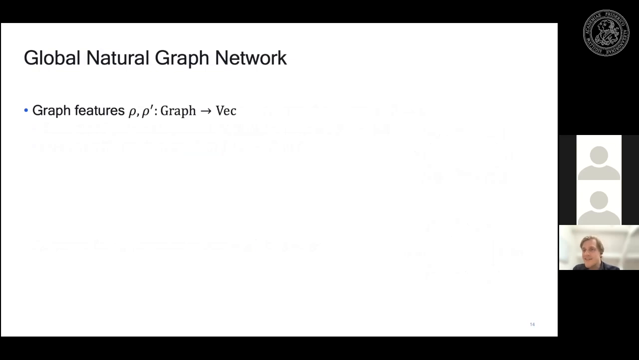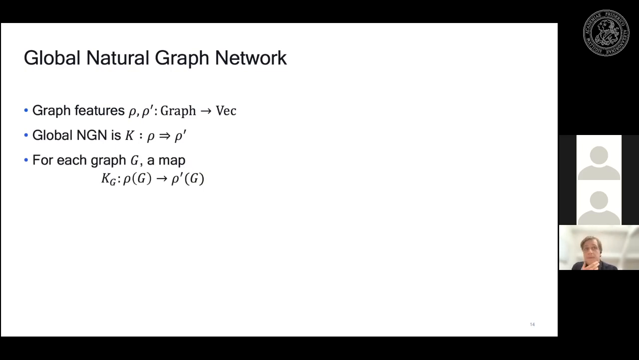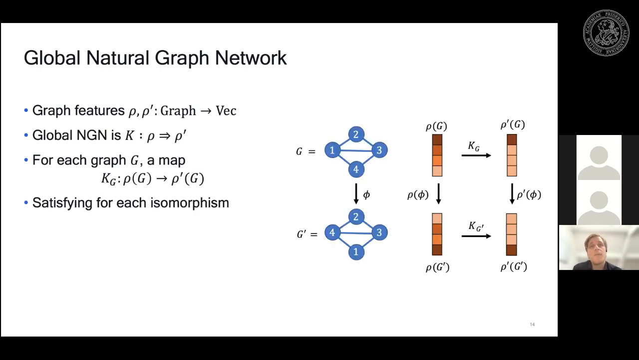So now, having introduced these concepts, we can say what we mean by our global natural graph network. And that's the following. If we have two graph features, which again are functors from the category of graphs to the category of vector spaces, then a global natural graph network is simply a natural transformation between these functors. So what does that mean? That means that for all graphs, we get a map from the input feature vector space of that graph to the output feature vector space of that graph. And this satisfies the following property.